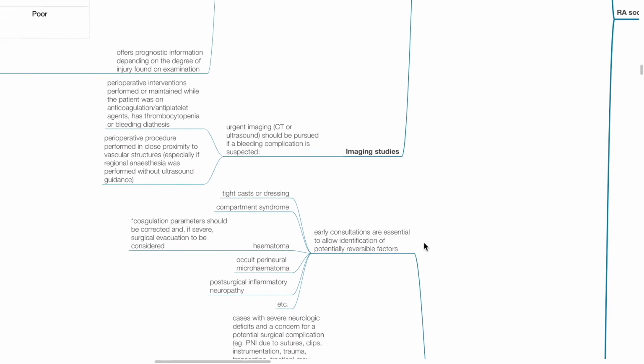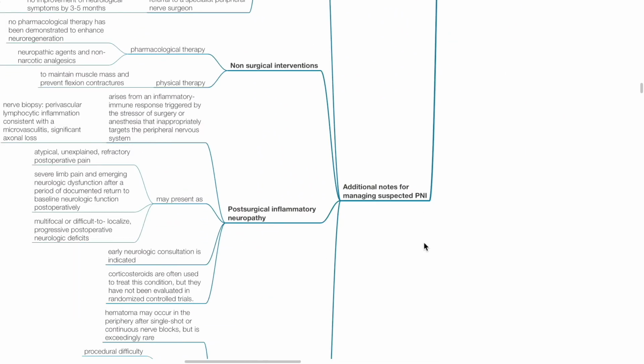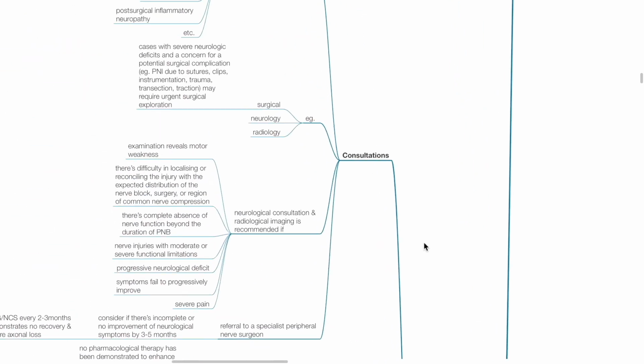Imaging studies. Urgent imaging such as CT or ultrasound should be pursued if a bleeding complication is suspected. For example, when perioperative interventions are performed or maintained while the patient was on anticoagulation, antiplatelet agent, has thrombocytopenia or bleeding diathesis, or when perioperative procedure is performed in close proximity to vascular structures, especially when regional anesthesia was performed without ultrasound guidance.